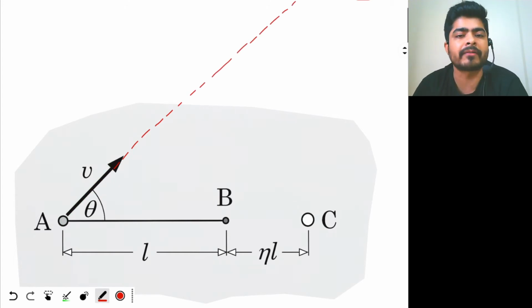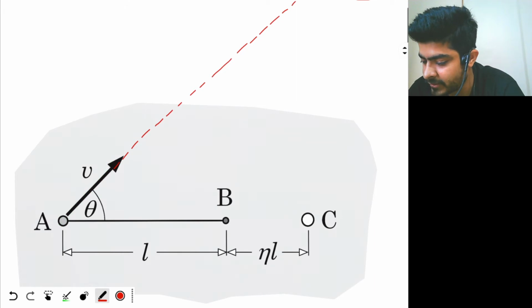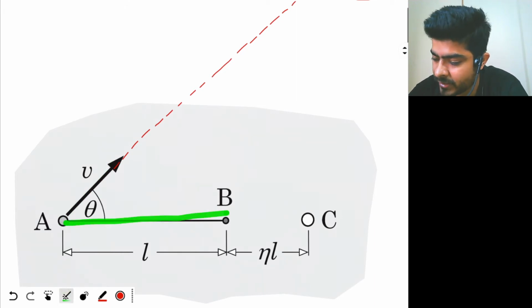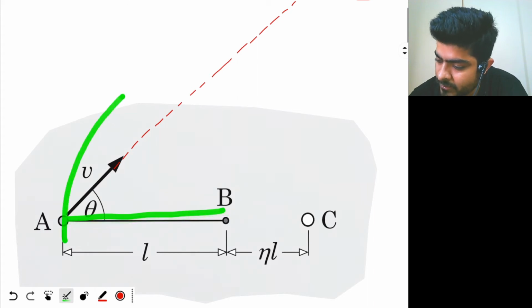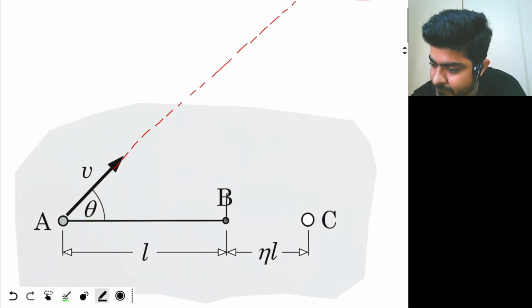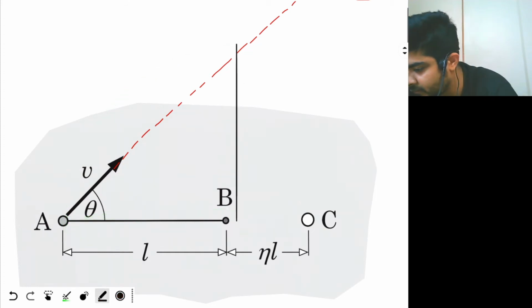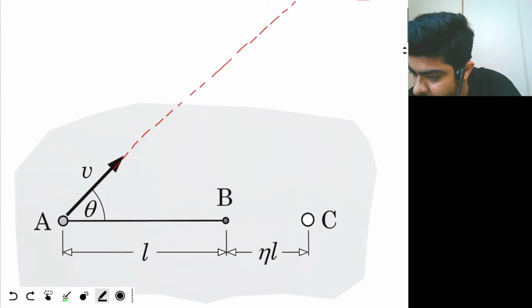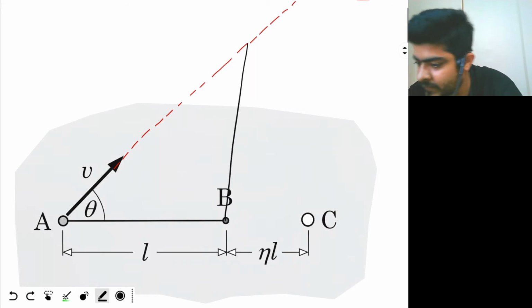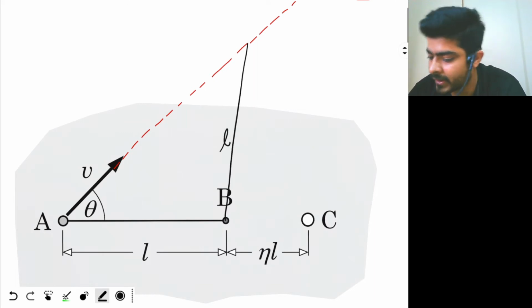Okay, it will travel in a straight line like this, right? Until the string becomes tight again. So the string will become tight at this point. Somewhere at this point, the string will become tight again. Not a good diagram. Anyways, so this length will be L.